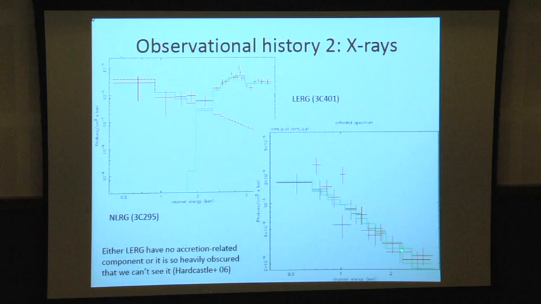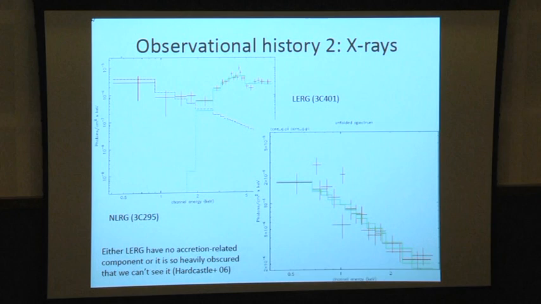Incidentally, these soft power law components that we see in both classes of object, you can't tell those apart. They seem to be related to the jet. They have an obvious correlation with the radio core. And there's no difference between those in the narrow line radio galaxies and the low excitation radio galaxies. In quasars, these two components get mixed up, so it gets a bit messy.